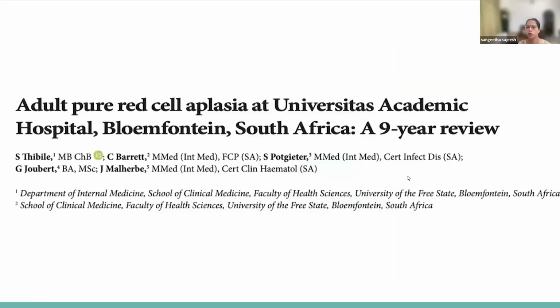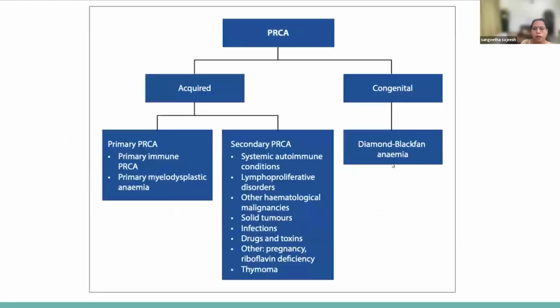When we consider parvovirus B19, the first thing that we consider now, apart from the transplant scenario, is HIV positive or retroviral positive cases. Almost all the retroviral positive patients are the main group who can get parvovirus B19 infection. This is a study done in South Africa: adult pure red cell aplasia, a 9-year review.